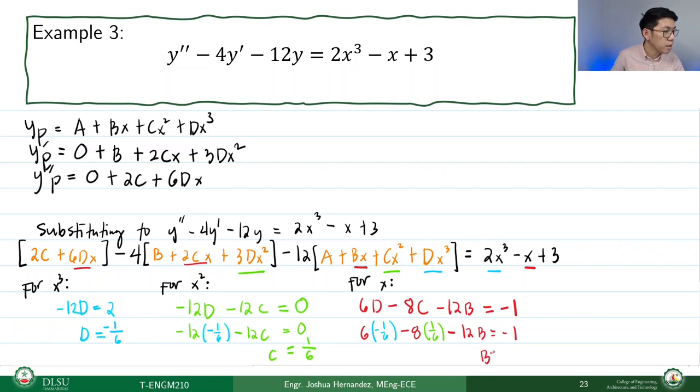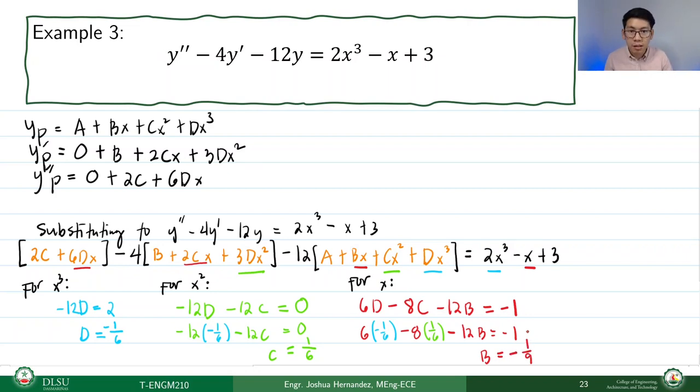So solving for b, this will become negative 1, and then this will become 8 over 6, which is 4 over 3, 4 thirds. And then transpose it back here and then divide it by 12. B will then be equal to negative 1 over 9.